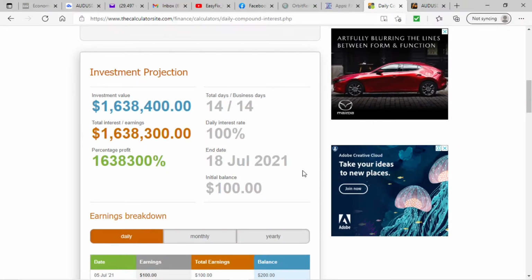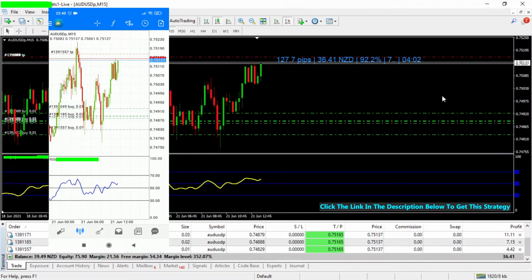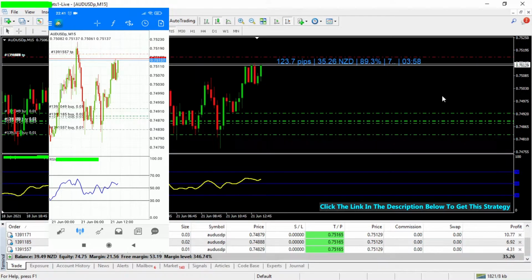Okay, so let's go back. I'm going to show you the gain on the account. Now guys, as you can see, look here, I've flipped the account from $40 to nearly $80. By the time this trade closes, I think it'll turn into like $82 or something like that.